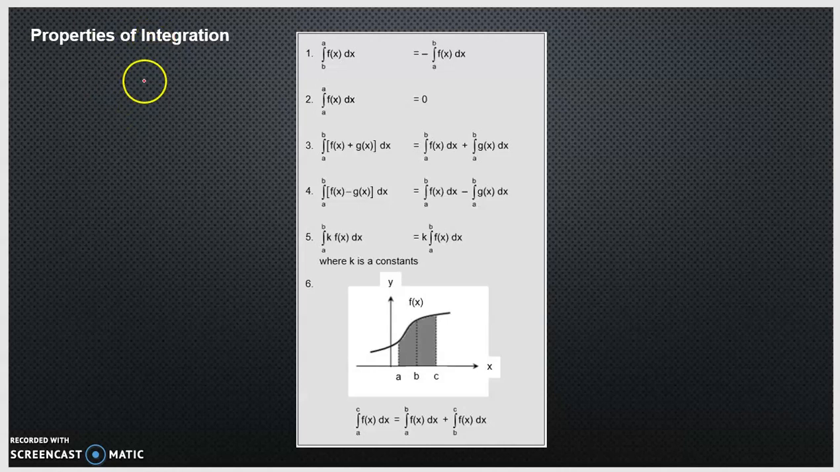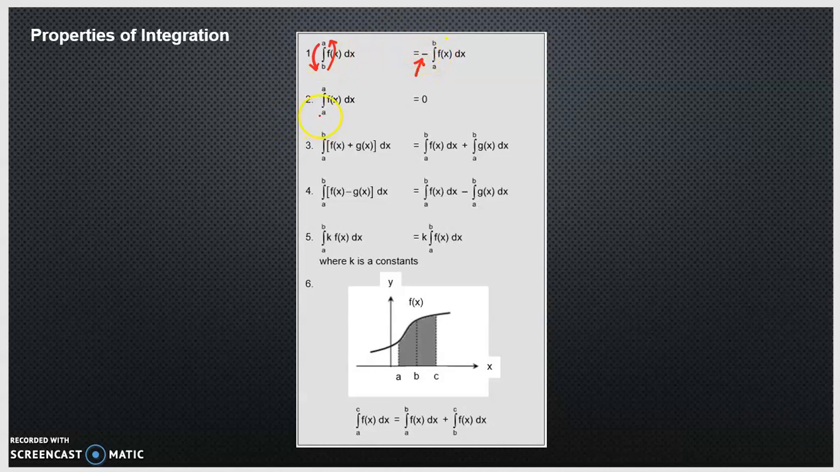In this video, we will look at properties of integration. Let's look at the first property. Integration from b to a for the function f(x) with respect to x. We can interchange these limits, so a comes down and b goes up, but we need to put a negative. So the new expression is negative integration from a to b. Previously it was b to a, now it is a to b for the function f(x), so we need to put a negative.